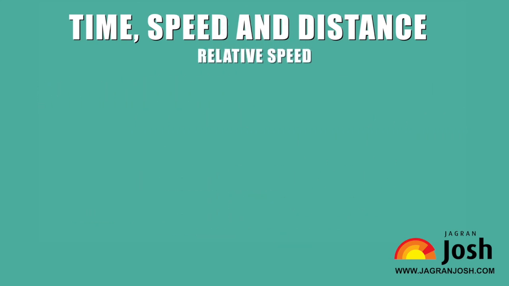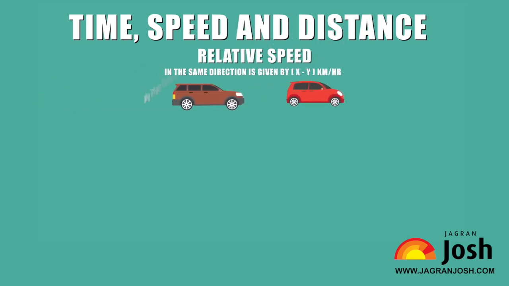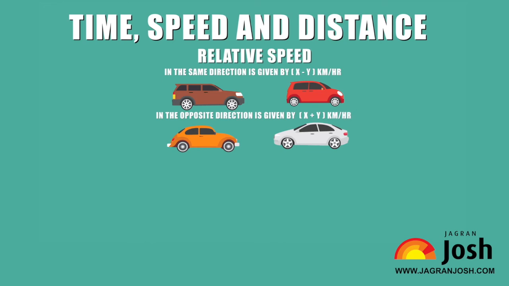Relative speed. The relative speed of two bodies traveling at speeds of x km per hour and y km per hour in the same direction is given by x minus y km per hour. In the opposite direction, it is given by x plus y km per hour.